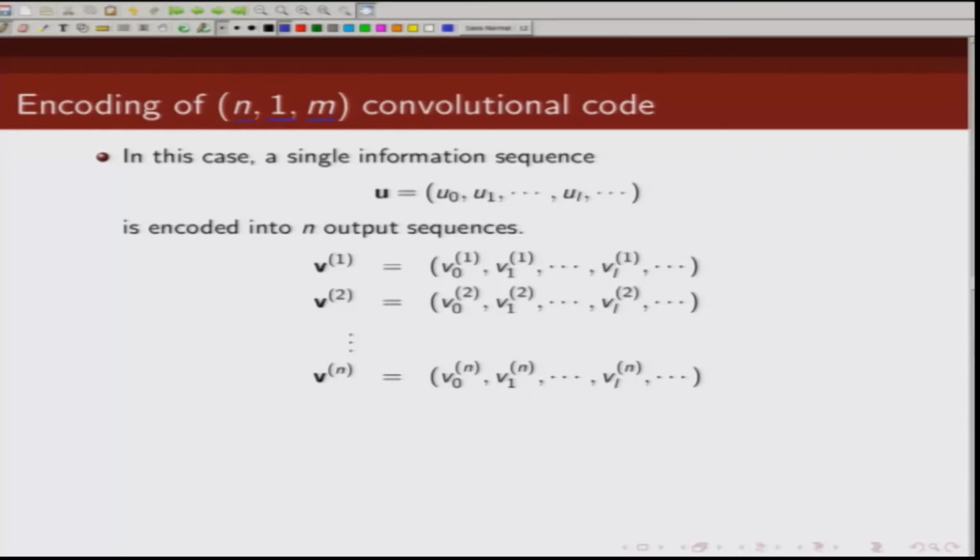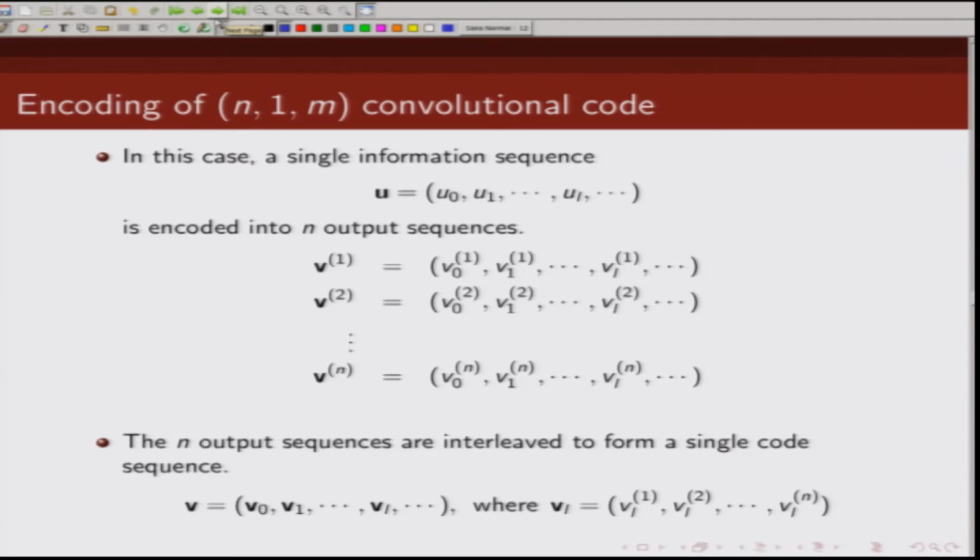So, let us take our input which we denote by u to be u_0, u_1, u_2, ..., u_(l-1). Since it is a rate 1 by n convolutional code, corresponding to one input we are going to get n outputs, and we denote these n outputs by v^(1), v^(2), v^(3), ..., v^(n), where each of these v^(i)'s can be written like this.